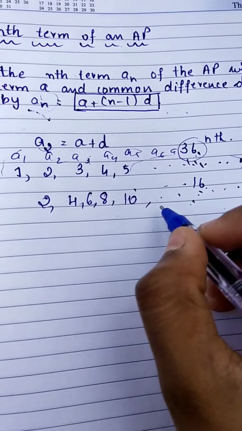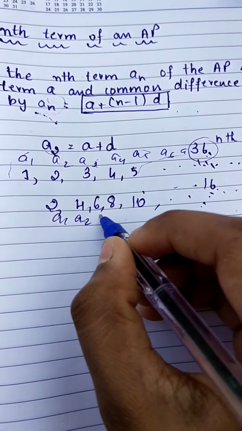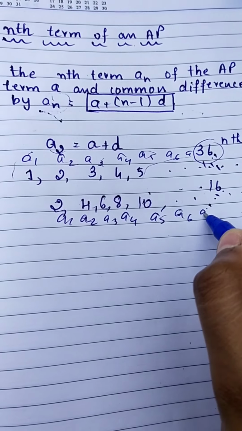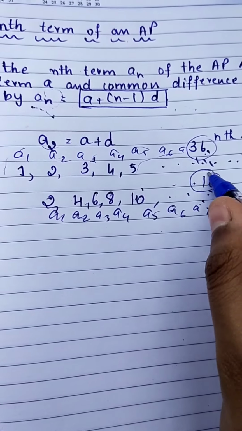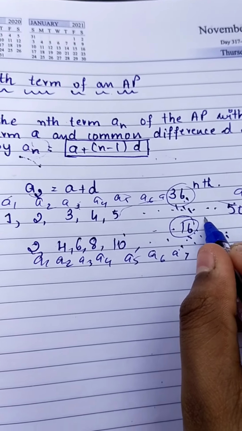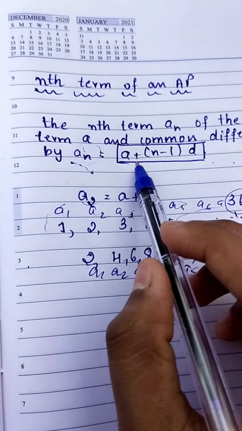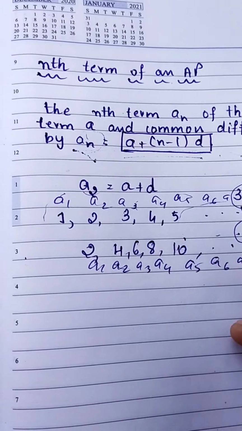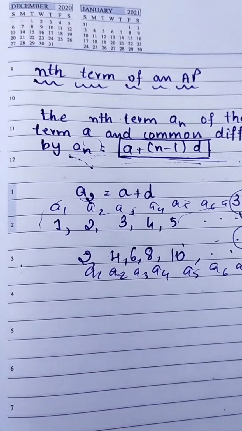You have to find the first term, second term, third term, fourth term, fifth term, and so on. To find where the sixth term lies, or the eighth term or ninth term, the nth term formula is used. Let's solve a problem so you can understand it clearly. This formula is very important.